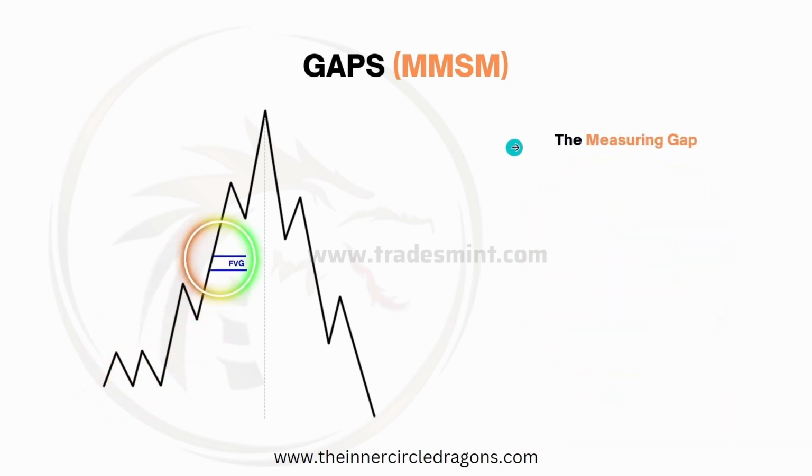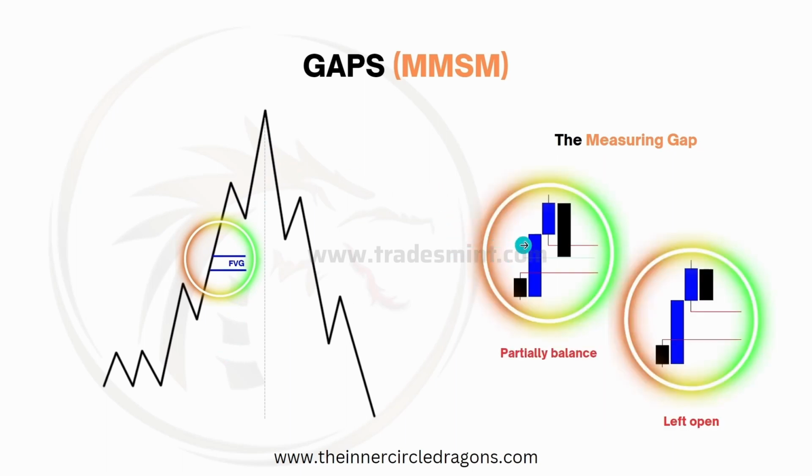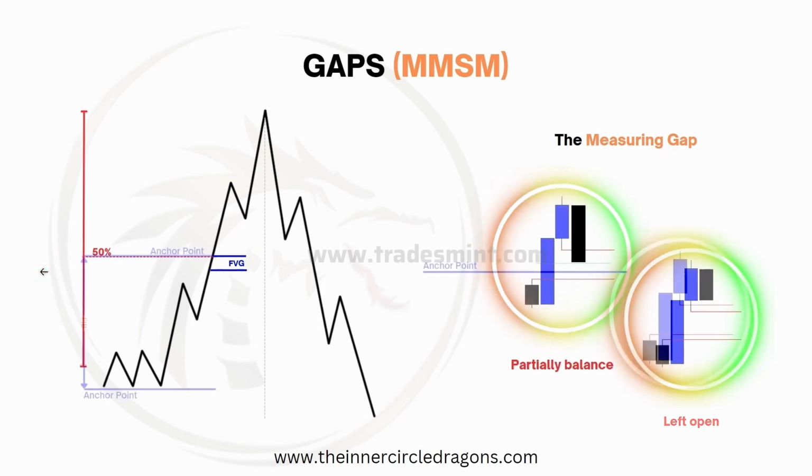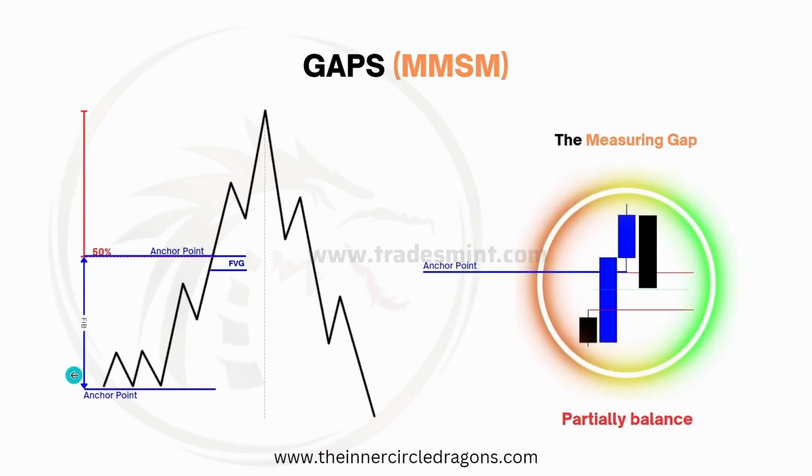We also have a measuring gap. Now, we've briefly spoken about the measuring gap in previous lessons, and we know that the measuring gap is found at equilibrium or 50% of the entire dealing range. Now, again, the measuring gap will either partially rebalance or it will be completely left open. Since we anticipate the measuring gap to form around 50% or equilibrium of the dealing range, we can anchor a fib from the consolidation low to the measuring gap and project one standard deviation higher. This would give us a measured move from the anchor point to where the measuring gap forms.